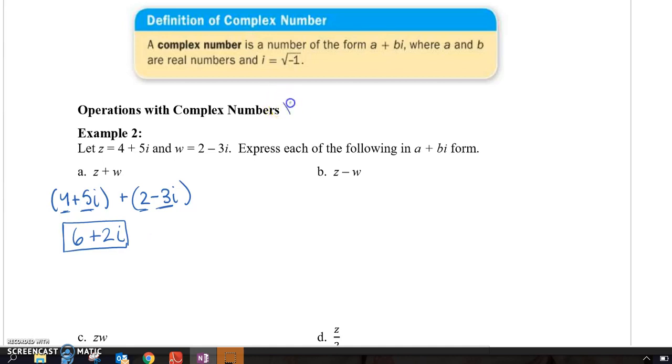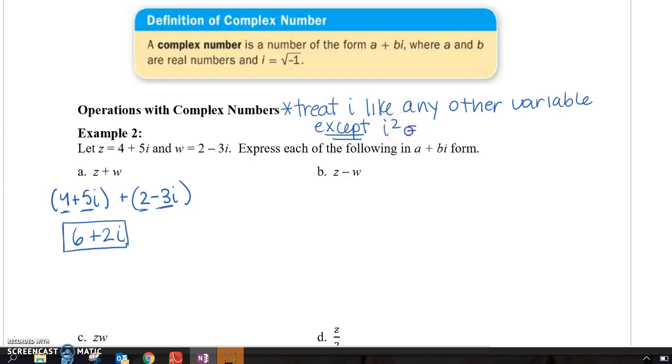And essentially what we're doing, you treat i like any other variable, like an x or anything else. The fact that it's i for imaginary doesn't matter, except i squared equals negative 1, whereas if you're squaring a normal variable like x squared, you just leave it as x squared. So that's the only difference.